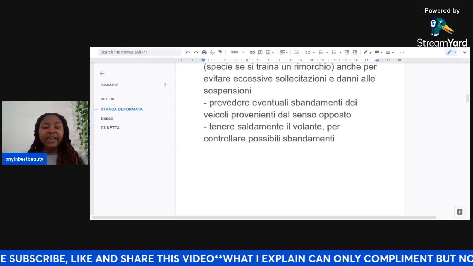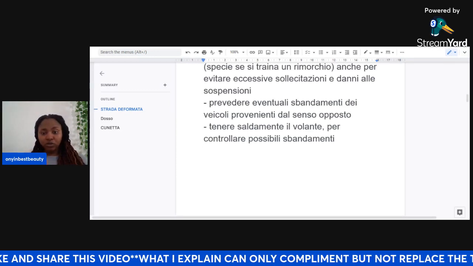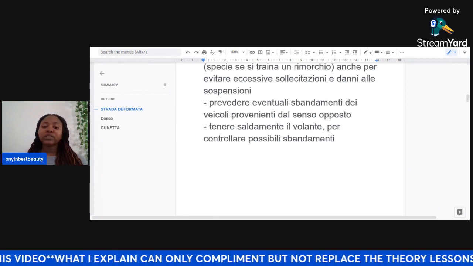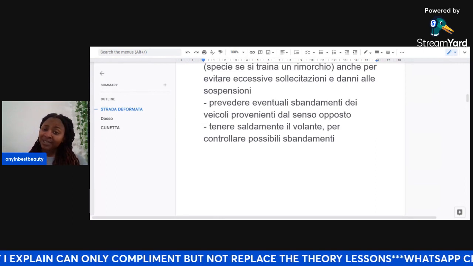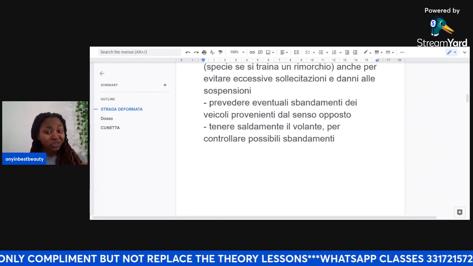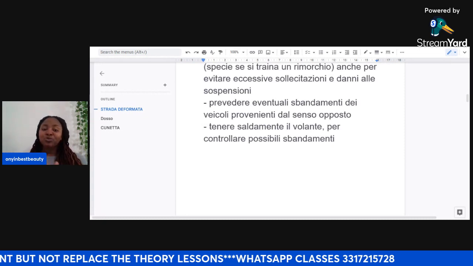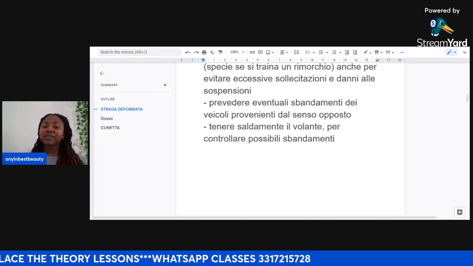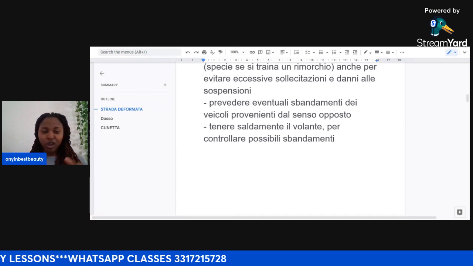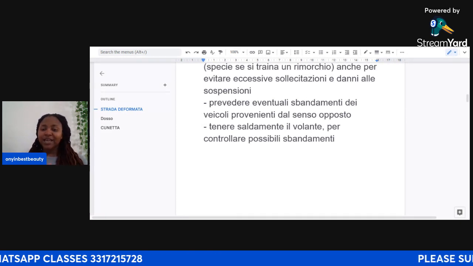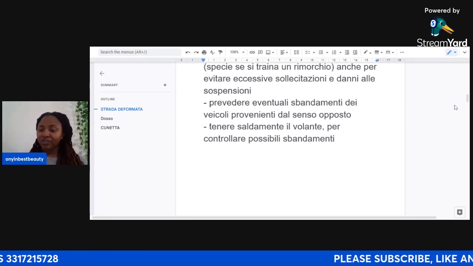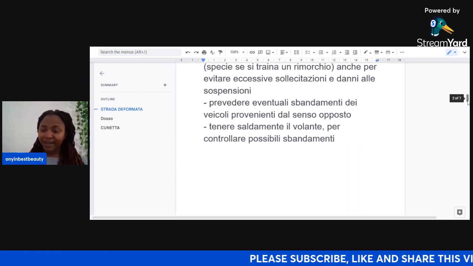Tenere saldamente il volante per controllare possibili spandamenti. Now, what is it telling you? Your steering wheel. Hold on to your steering wheel firmly to control the possible sliding of your vehicle. Hold on to it firmly while you are on this particular strada deformata.